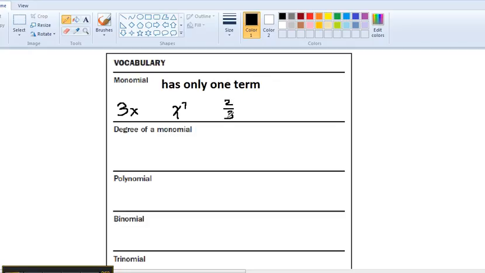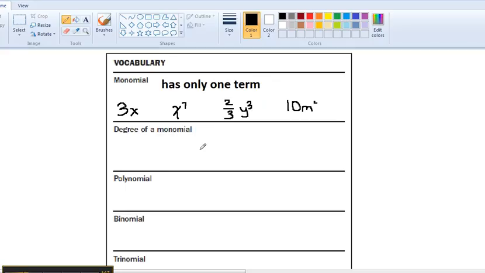2/3 y to the 3rd. And maybe we'll throw one more in there. We'll try 10m to the 4th. So notice this is only one term. Each one of these is only one single term. This one, this one, this one, or this one. These are not related. I just wrote down some examples.